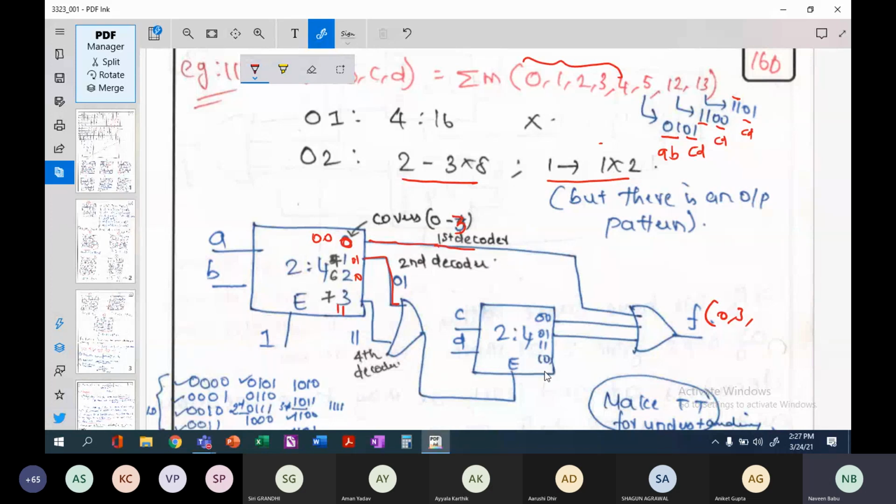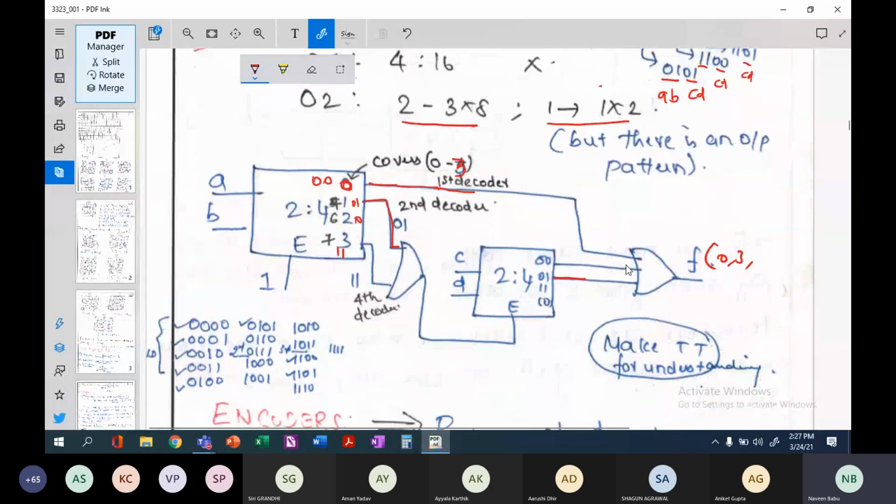We are ORing it, and then we are connecting it to the outputs we need: 0 1 0 0 0 1. So we need 0 0 0 1. So there are two 0 1s here. So we can use only one decoder because the first two parts will be selected from the first decoder itself. Okay, so this is how you can simply implement.